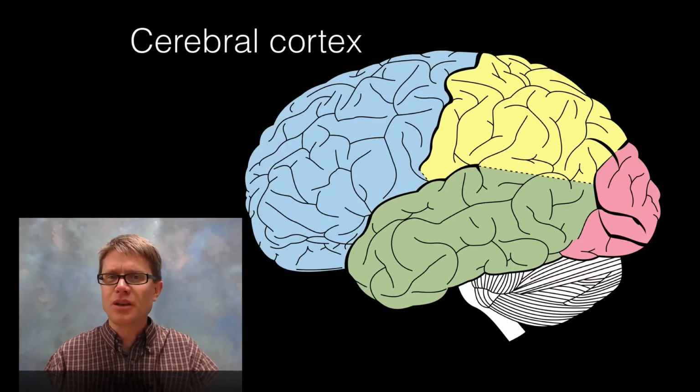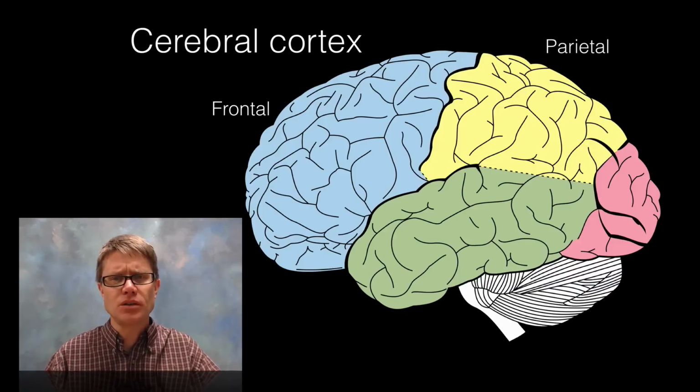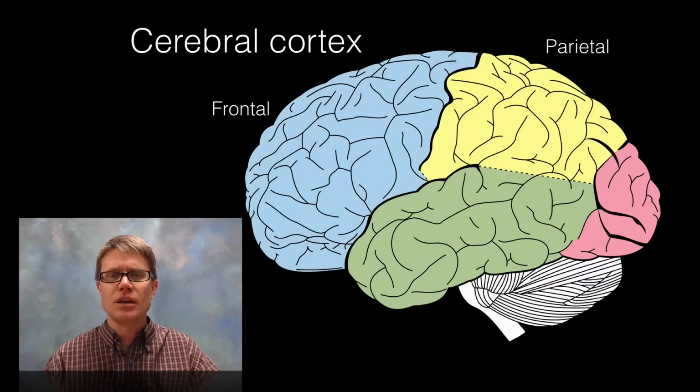Do you remember what the front lobe is called? That was pretty easy. That's called the frontal lobe. What about the yellow lobe right here? That's called the parietal lobe. Do you remember what they do? Frontal lobe, remember, is executive or boss-like functions, and then parietal is going to be sensation of the environment.